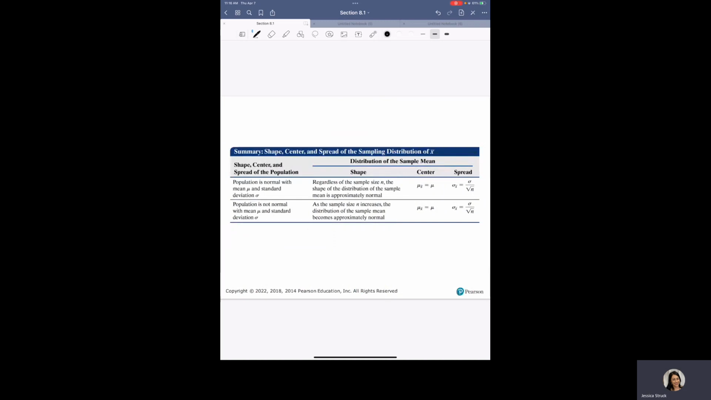So just to summarize, when we talk about the distribution of the sample mean, which is the X bars, we know that the center for both normal and non-normal is the same. And what's nice is so is the spread. The spread for both normal and non-normal is the same, except now we have to use sigma X bar, which is sigma over square root n.